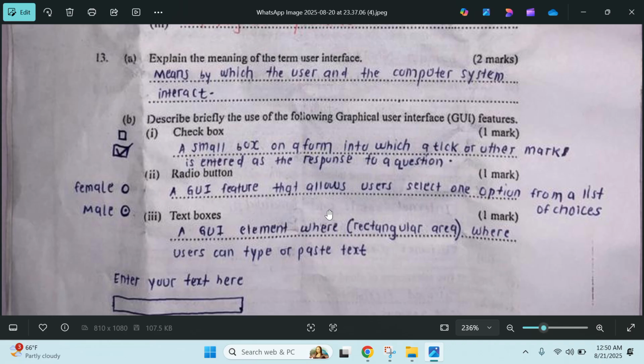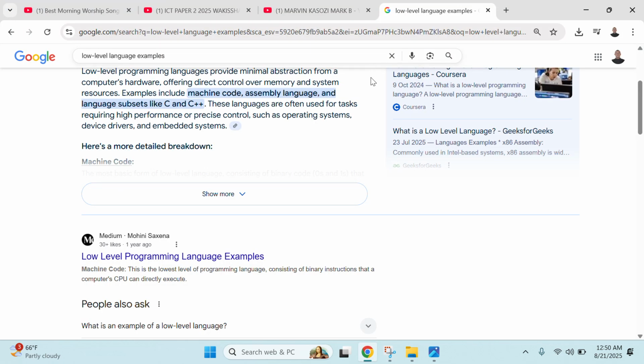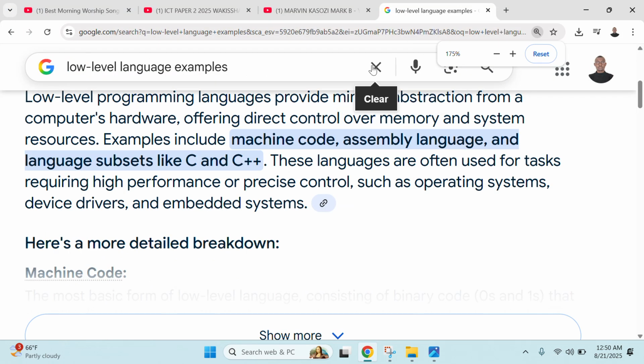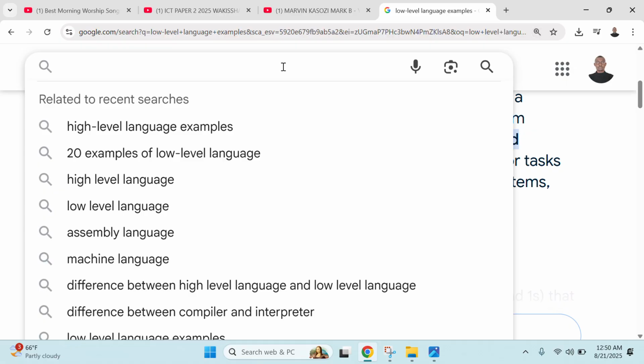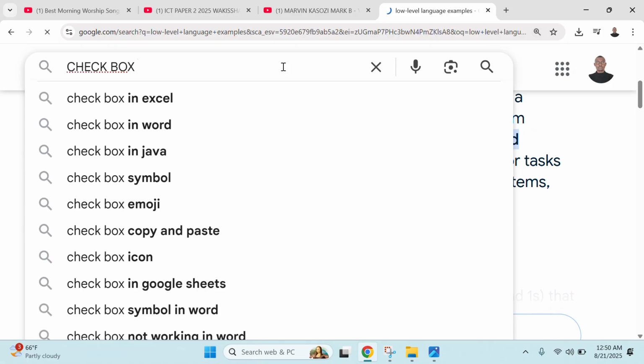So what does a checkbox do? Now a checkbox is a small box on a form into which a tick or other mark is entered as a response to a question. If I can use Google again and type checkbox.